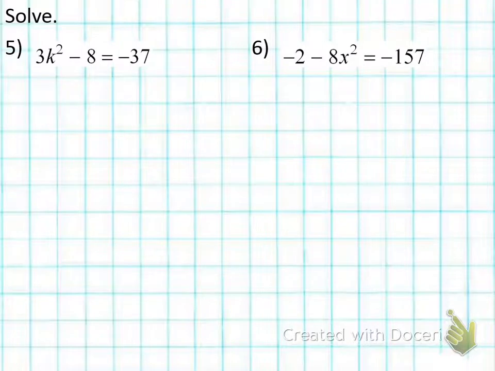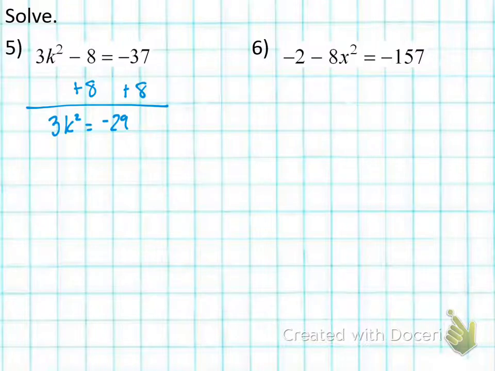Number 5. Let's do this one together. What would you do first? Add or subtract 8? Add 8. Okay, so we're going to add 8 to both sides first, which makes this 3k squared is equal to what? Negative 29. What would you do next? Okay, I'm going to divide by 3. Looks good to me. So k squared is equal to what? Negative 29 over 3, right?